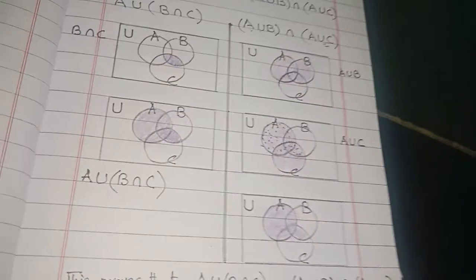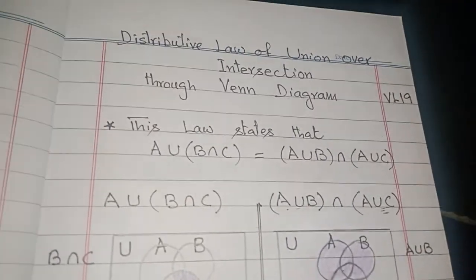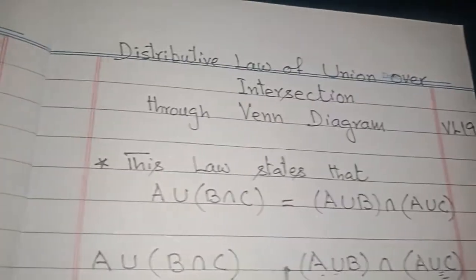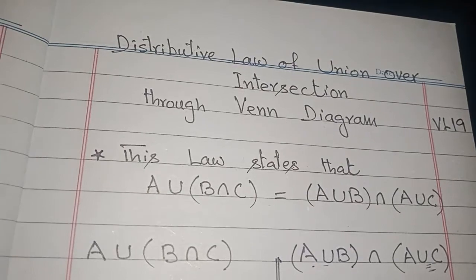So this is all for today. This is all for our video lesson 19, and in this video lesson I have tried to verify the distributive law of union over intersection through Venn diagram.